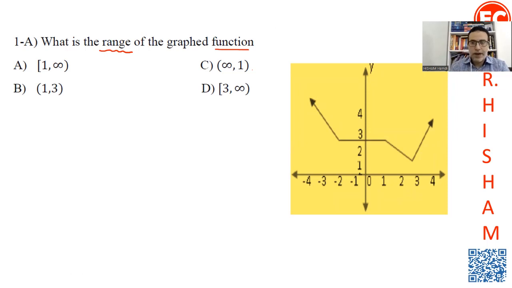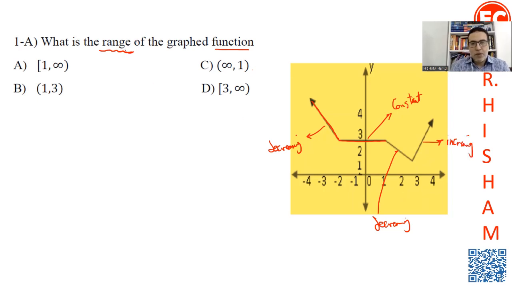Okay, so first we should know that the function here is going down. So this part is decreasing, and this part is a constant interval, and this part is another decreasing, but the last part here is increasing.